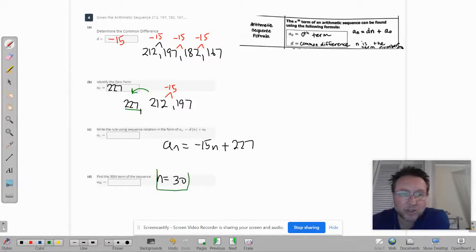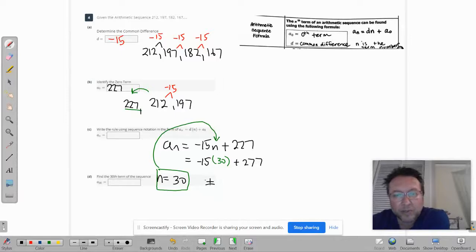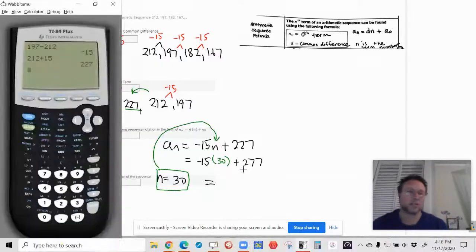Actually, since I already have it written, why don't we just do that right there? So we'll drop in the 30, and then we'll say times negative 15 plus 277. And then let's go to the calculator on this one, just to make sure we don't make any mistakes. So negative 15 times 30 plus 277. And we get negative 173.